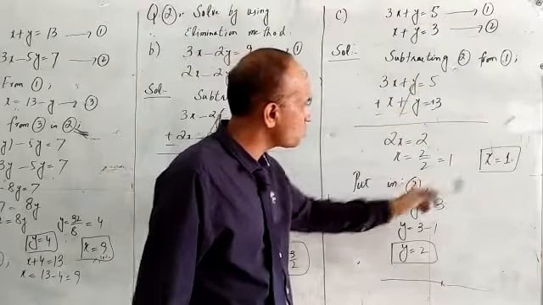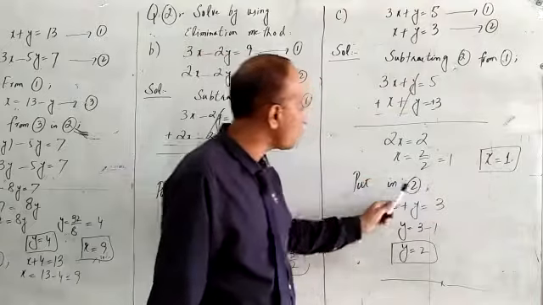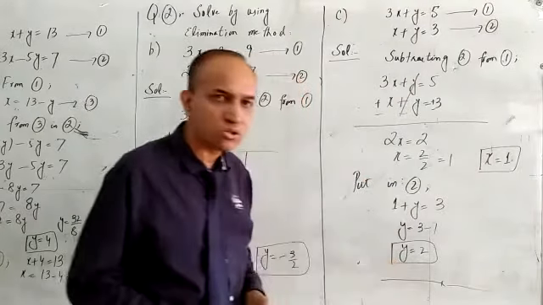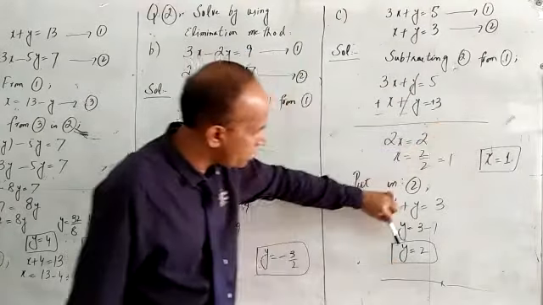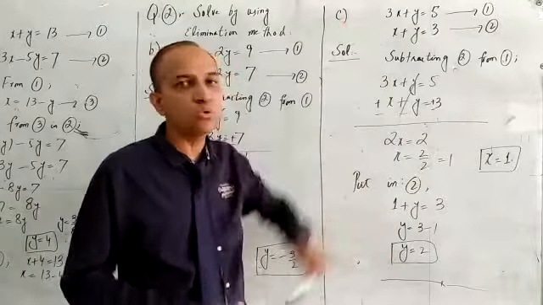So x is equal to 1. This is the value and when we put this x equal to 1 in equation 2, we get y equal to 2. So we have x equal to 1 and y equal to 2 as the solution of these two simultaneous linear equations.